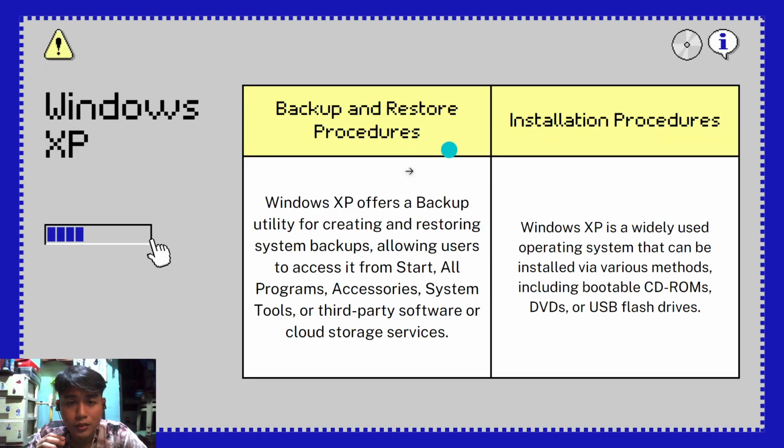For the backup and restore procedures, Windows XP offers a backup utility for creating and restoring system backups, allowing users to access it from Start, All Programs, Accessories, System Tools, or third-party software or cloud storage services.